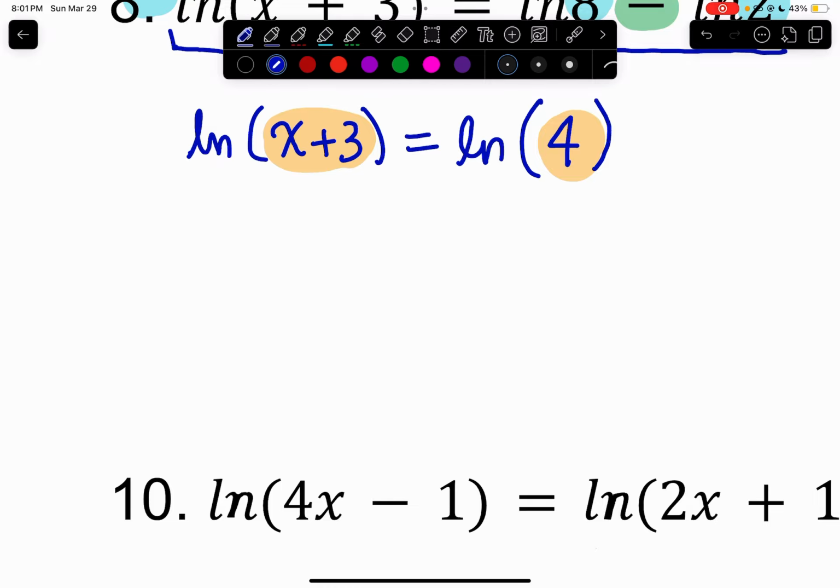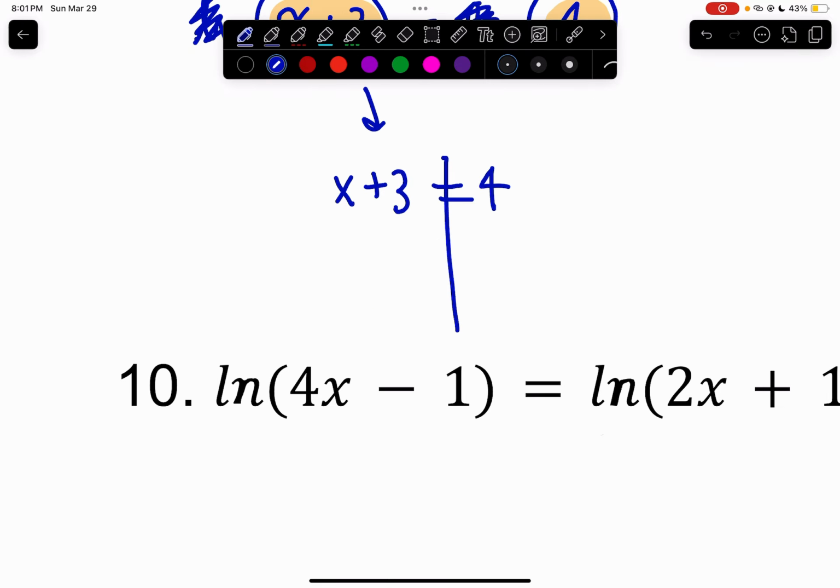So my ln is irrelevant. Those parts already match. I need the arguments to match as well. So I'm just going to say x plus 3 needs to equal 4. Well, from here, easy peasy, minus 3, x is 1. Done.